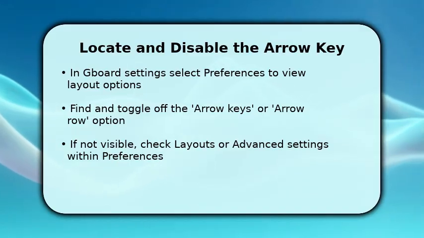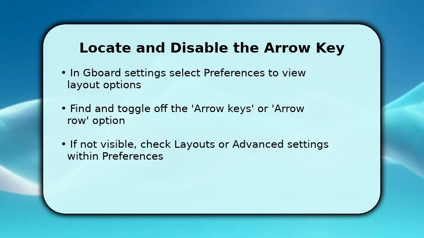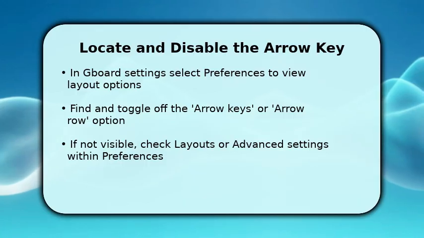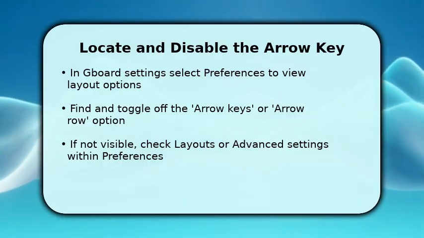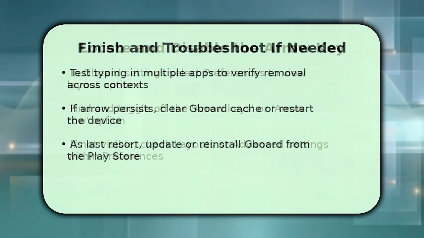If the option is available, you may also choose condensed layouts like one-handed or floating, which omit the arrow row by design. After toggling, return to your open text field to verify the arrow keys disappeared. To finish, test the keyboard in several apps to ensure the arrow row is gone everywhere.